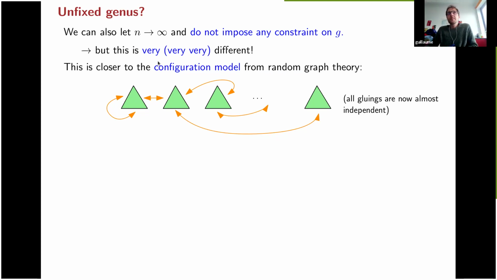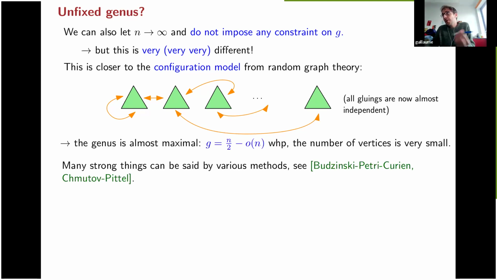So if you know what this is, this is much closer to what people call the configuration model in random graph theory, right? You have cubic vertices and you link them together. So it's interesting, you can say many things. In some sense, it's much easier. The basic questions are much easier because you don't have this topological constraint.